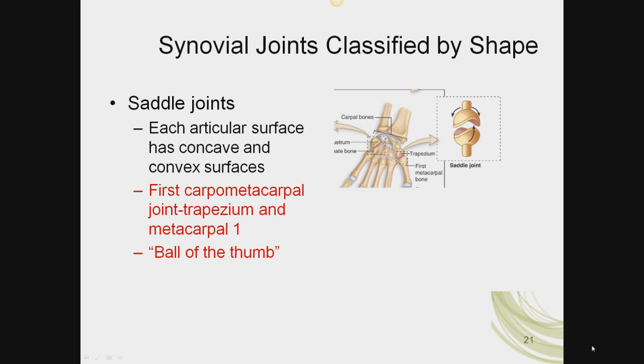A saddle joint is so named because the articular surfaces of the bones have convex and concave regions that resemble the shape of a saddle. It allows a greater range of movement than either a condylar or hinge joint. The carpometacarpal joint of the thumb between the trapezium and the first metacarpal is an example of a saddle joint. This joint permits the thumb to move toward the other fingers so that we can grasp objects.